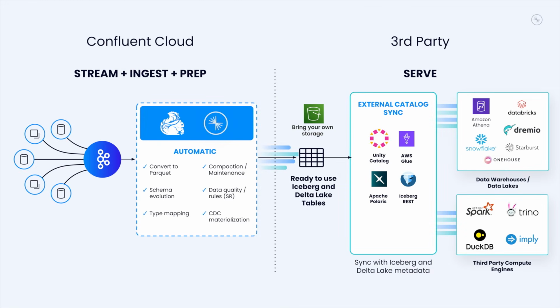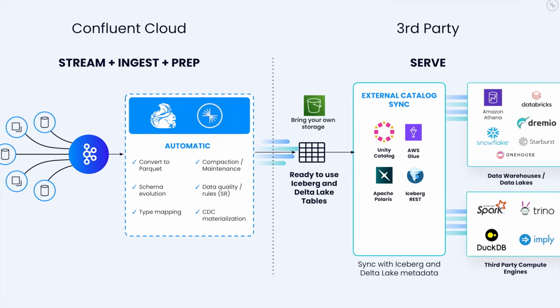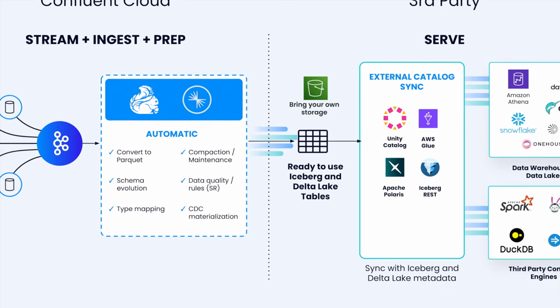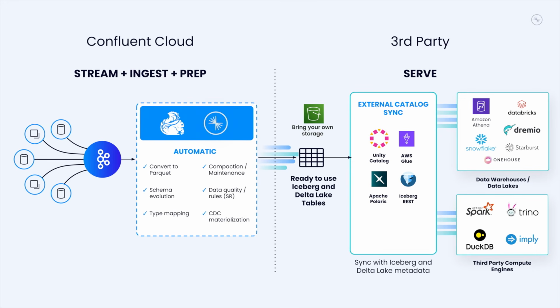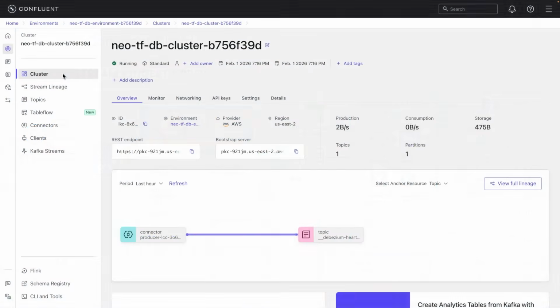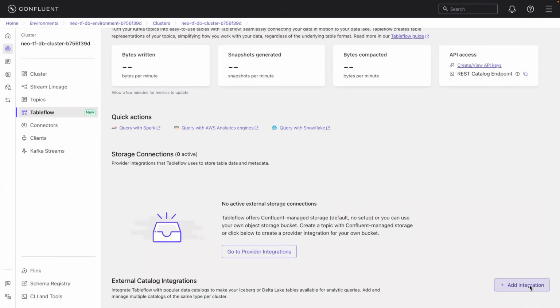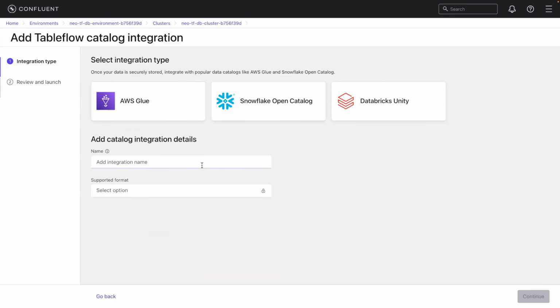Once the data lands as tables, it needs to be discoverable. That's where catalog integrations come into play. By default, Tableflow automatically registers your Iceberg tables in a Confluent Managed Iceberg REST catalog, so they're immediately queryable through an open standards-based interface. When you want to extend an existing lakehouse to include real-time streaming data, Tableflow can also publish metadata into other catalog systems, including AWS Glue, Apache Polaris, Snowflake Open Catalog, and Databricks Unity Catalog.